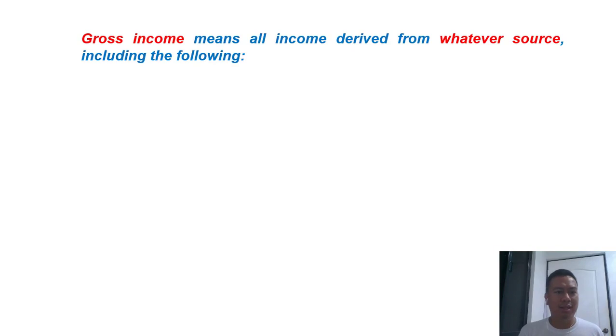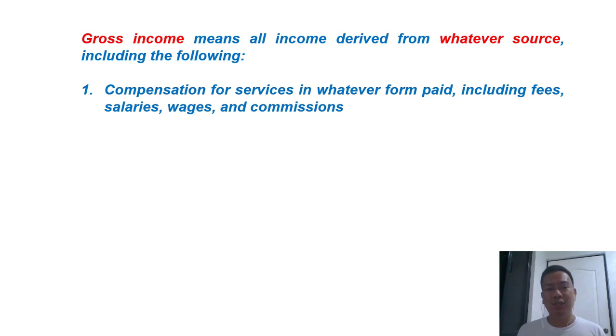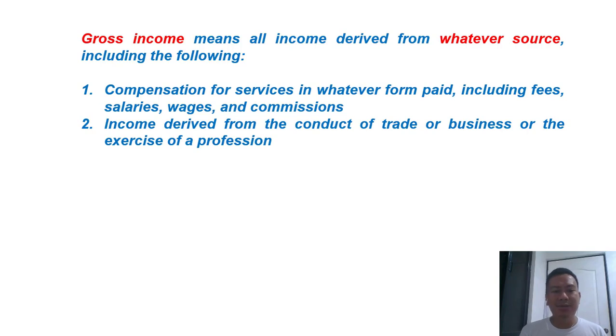So we have this one. This is the gross income. So this is all the income derived from whatever source, including the following. First, we have compensation for services in whatever form, including fees, salaries, wages, and commission. So later on, i-discuss natin kung ano ba yung mga nakapaloob dito sa compensation na to. Iisa-isahin natin sila. The next one is the income derived from the conduct of trade or business or the exercise of profession. Okay? So ito naman, meron daw tayo business or nagpa-practice tayo ng ating profession.